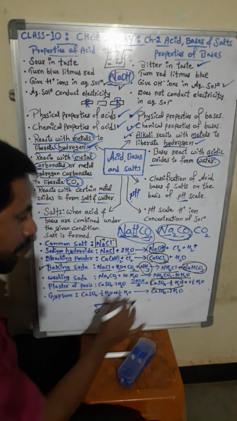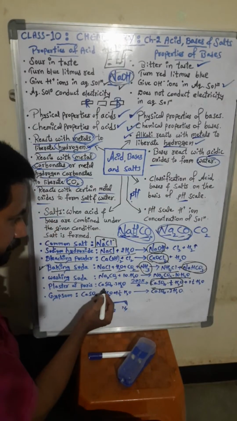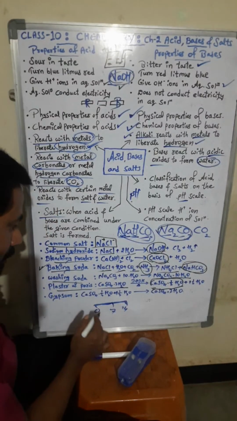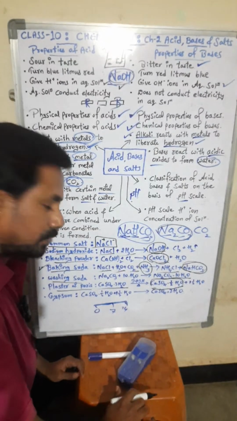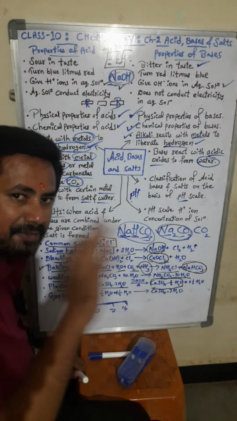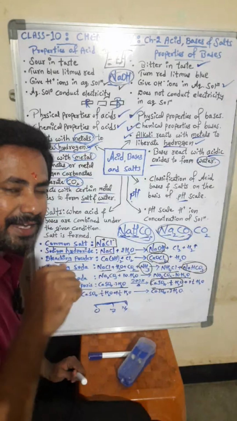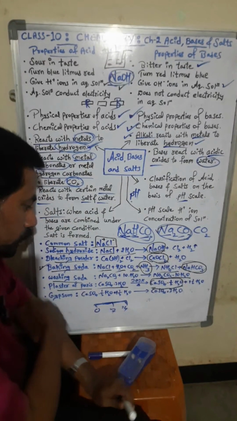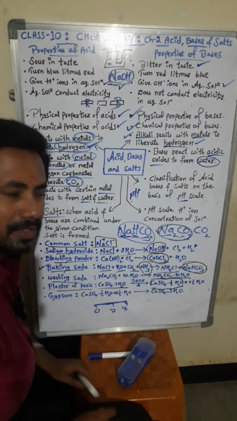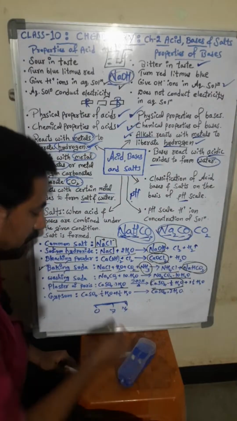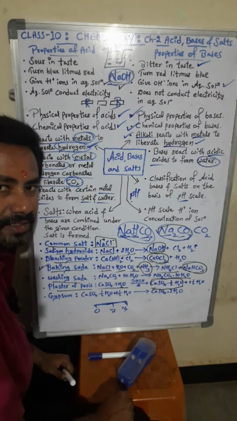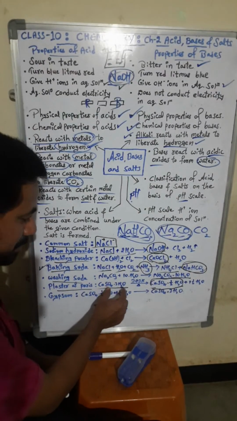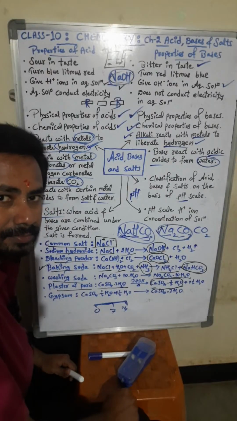Plaster of Paris. How is it made? CaSO4 means calcium sulfate. Whenever SO4 is coming, it is sulfate. Whenever CO3 is coming at the end, it is carbonate. If NO3 is there, nitrate. So SO4 is sulfate. Which sulfate? Calcium sulfate, CaSO4 2H2O.